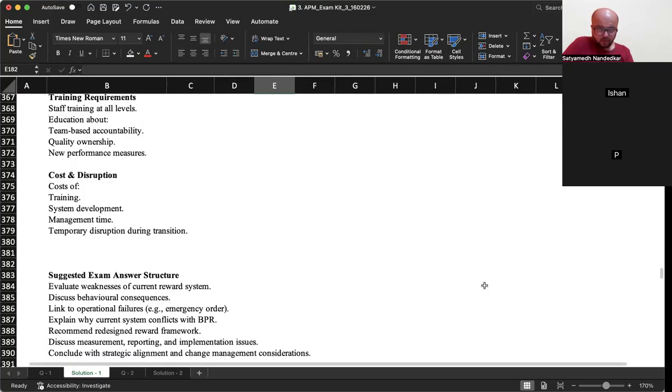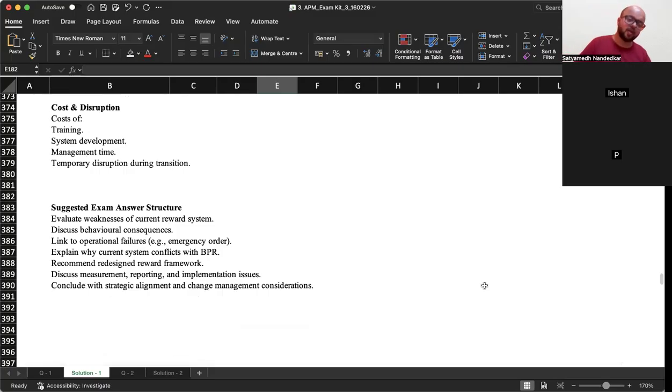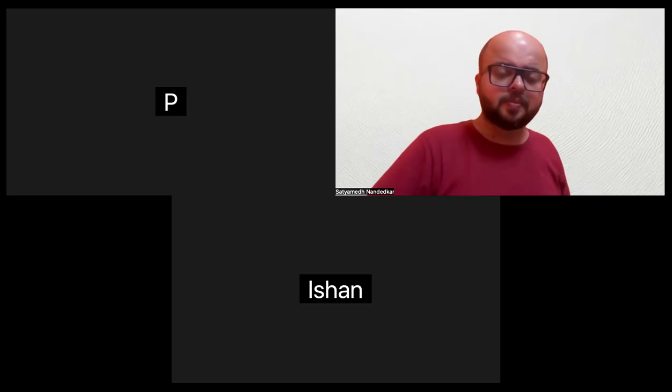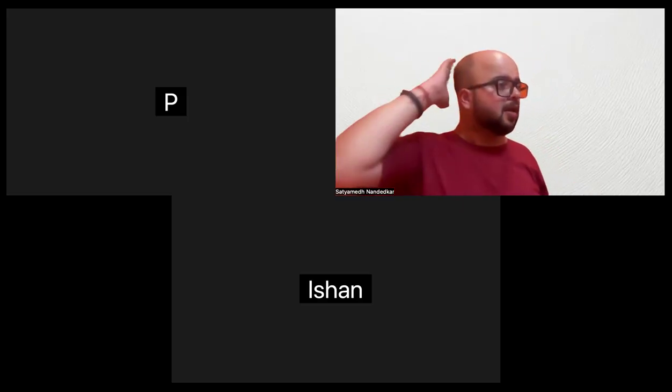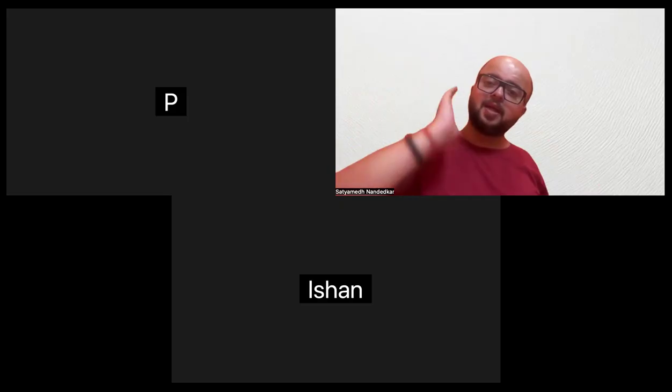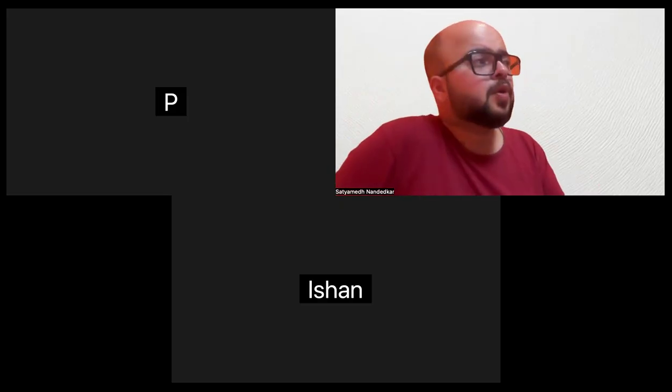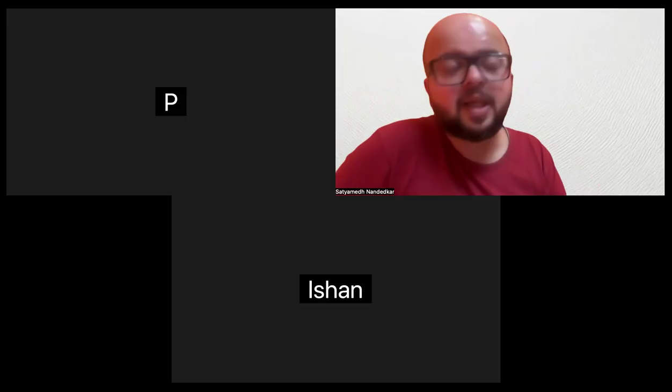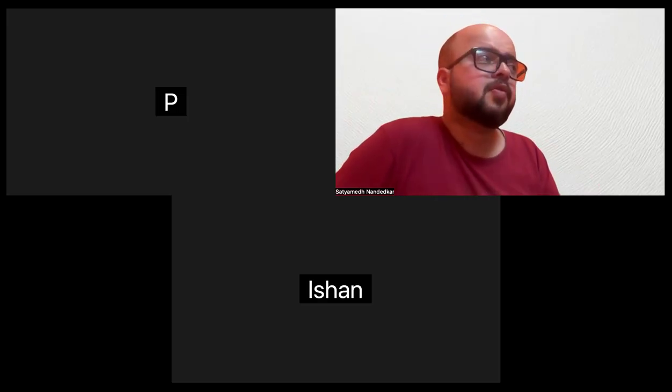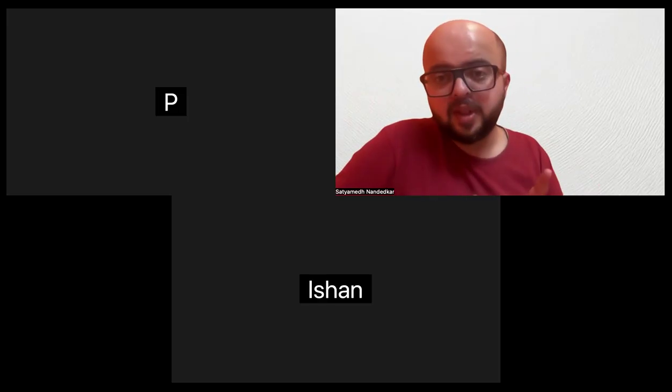Yes, sir. And now this is the answer structure. Evaluate the weaknesses of the current system because that is explicitly asked. Discuss the consequences and then say why that conflicts with BPR and how can you redesign the entire framework. I think more than anything else, knowing the structure of how exactly the answer has to be presented is important. Because देखो, ऐसे का ऐसा क्वेश्चन तो पेपर में नहीं आएगा. What will be asked in the paper will be फैक्ट्स थोड़े ऊपर नीचे करके.